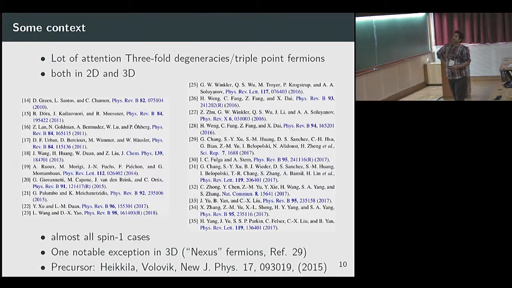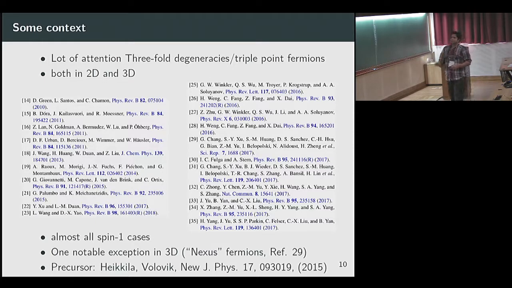So to give some context, there has been a lot of attention on 3-fold degeneracies. These are sometimes called triple point fermions, both in 2 dimensions and 3 dimensions. These are definitely an incomplete list of papers on the subject. This number 19 is the alpha T3 model, and people in different communities, band engineering, photonic insulators, etc., are also thinking about these things. But the point is, often they are spin 1 cases. But there is one important notable exception, which is this reference 29. This is in 3D, and this has been termed nexus fermions.